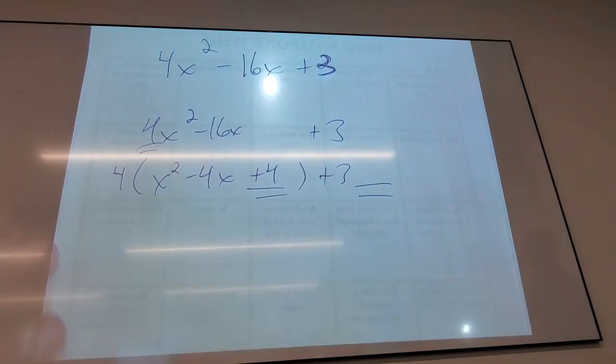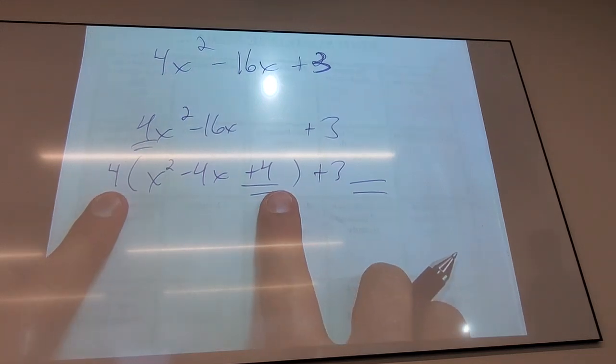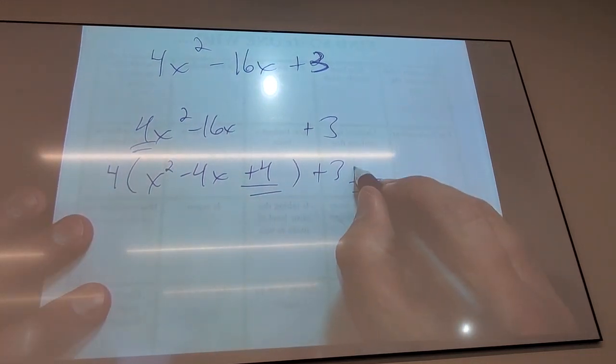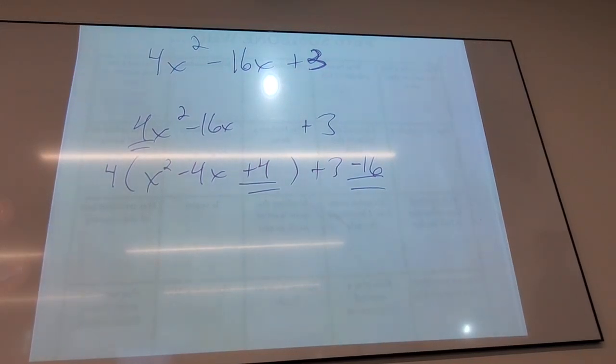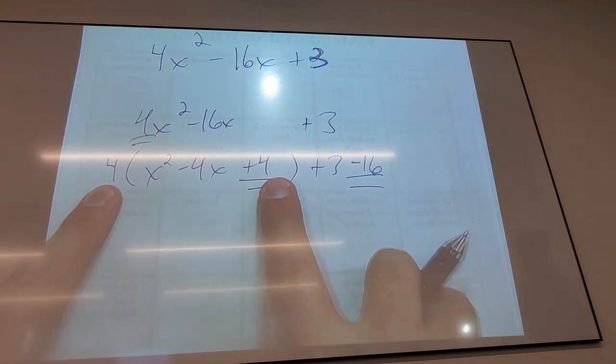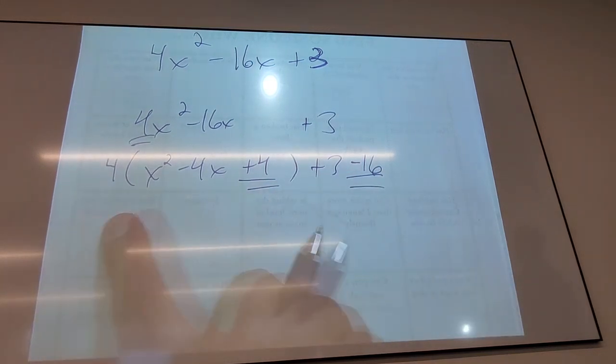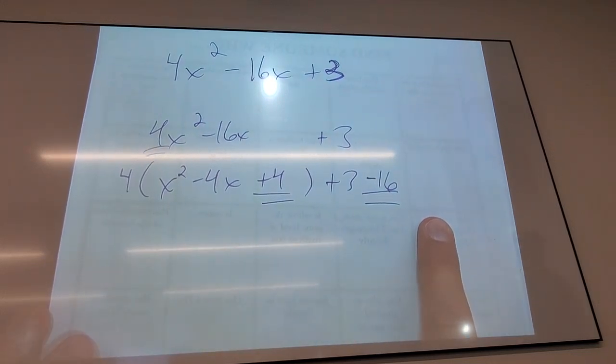What did I actually just do? I added 16, so I better subtract 16. Does everybody get that? If I give you $10 and then I take $10 away from you, you're in the same financial situation. So if I give you $16 and I take $16 away, I did not change your situation.